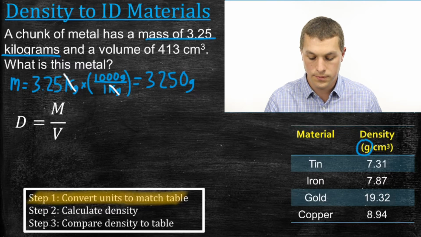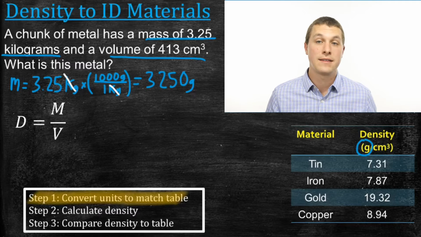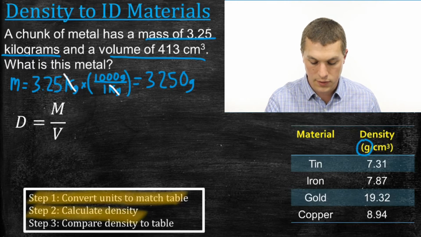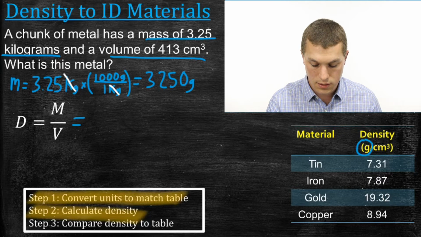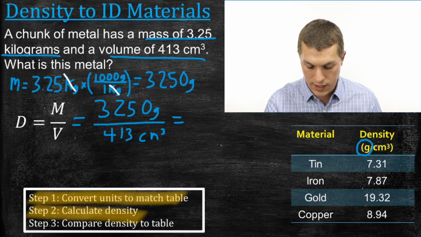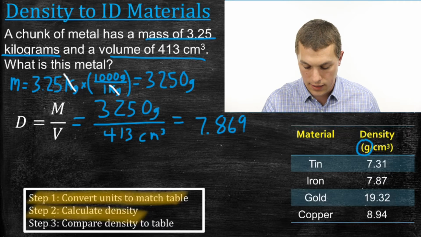And we know our volume is 413 cubic centimeters. That's in the right units, so we're set there. So now we can go to step 2, calculate the density. And again, we're going to plug in 3,250 for our mass, and those units are grams. And we're going to divide that by 413 cubic centimeters. If we plug that into our calculator, we'll see that we get 7.869 grams per cubic centimeter.